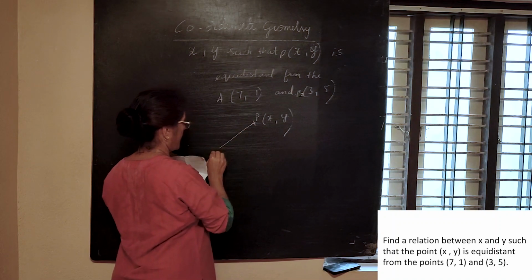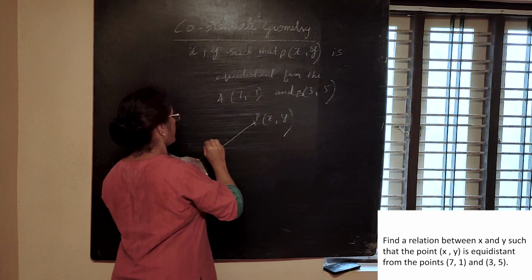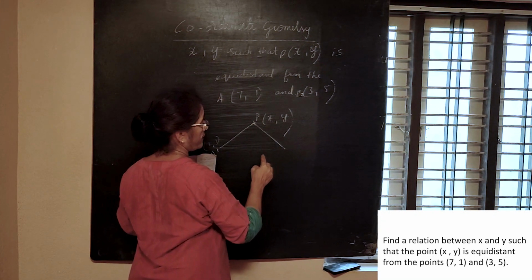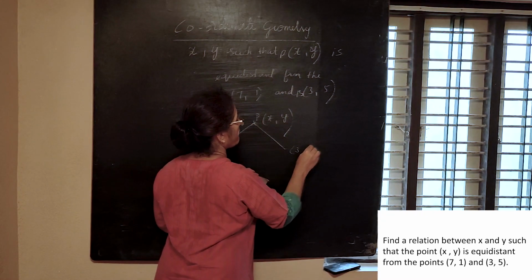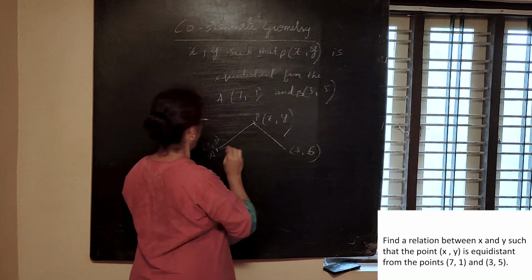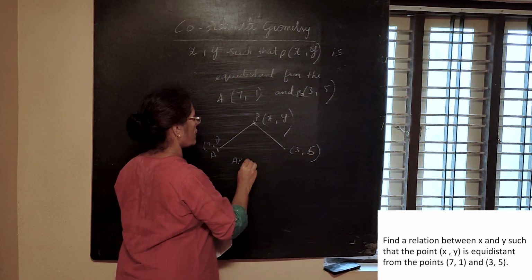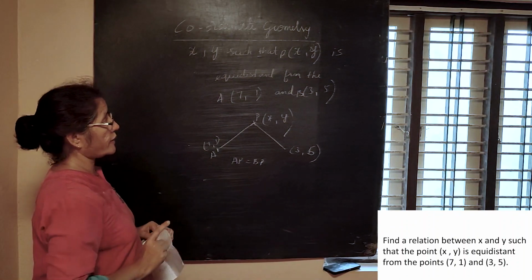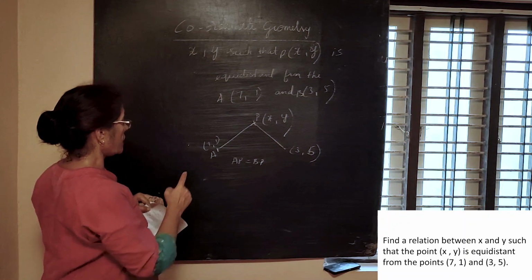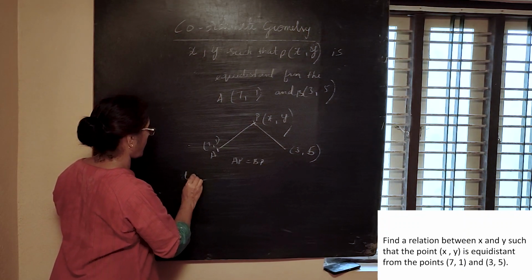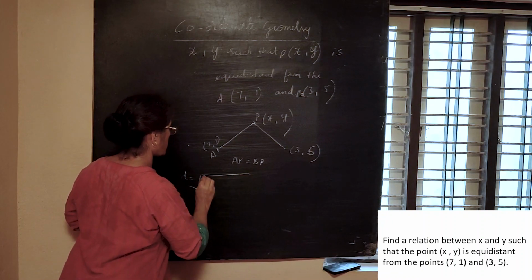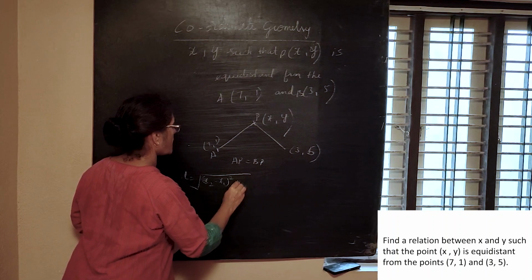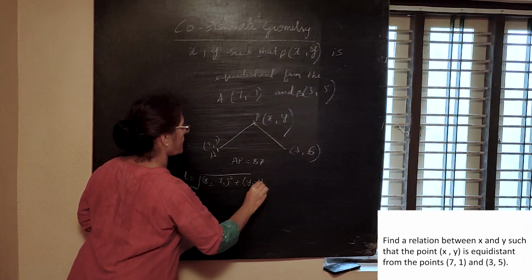What is A? A is (7, 1), B is (3, 5). What do they say? AP is equal to BP. Let us use this property and thus we find the relation between x and y. So what is AP? Again, the distance formula. Let me write it down: D is equal to the square root of (x2 minus x1) the whole square plus (y2 minus y1) the whole square.